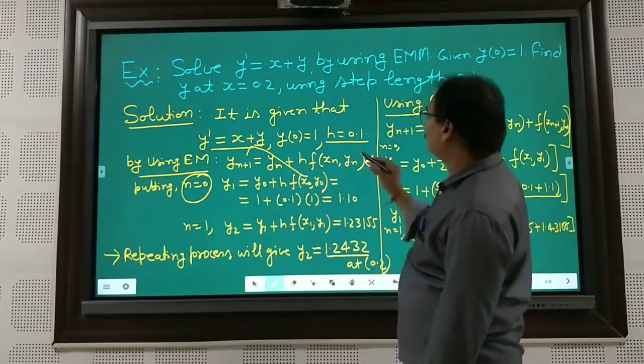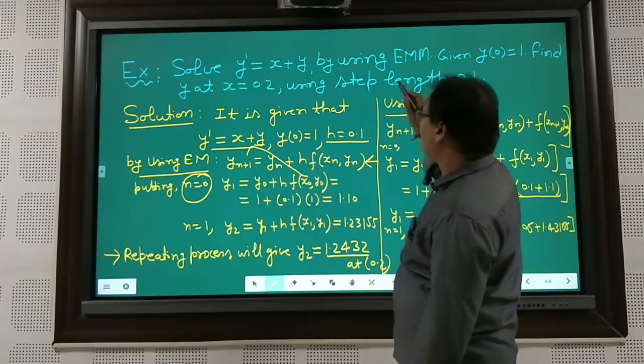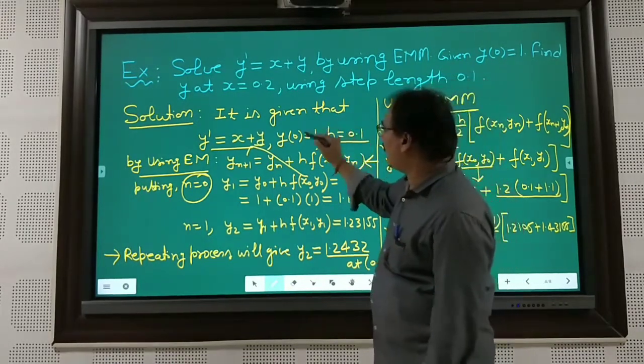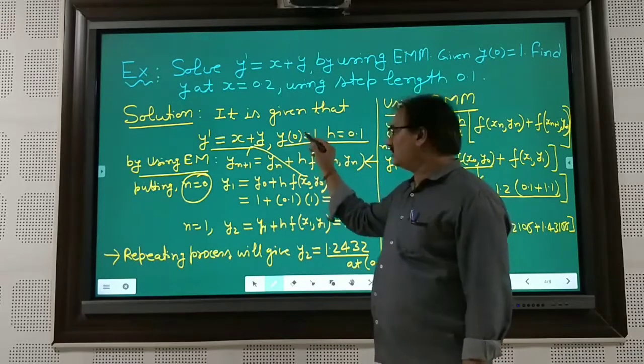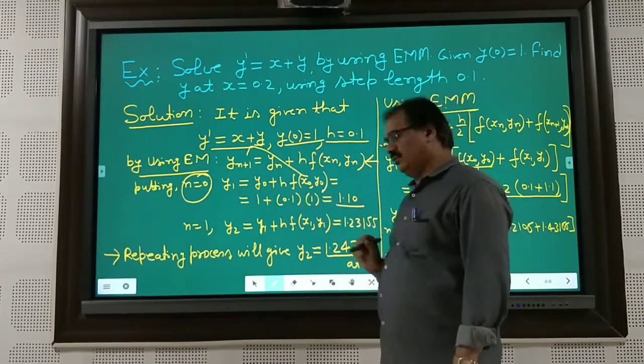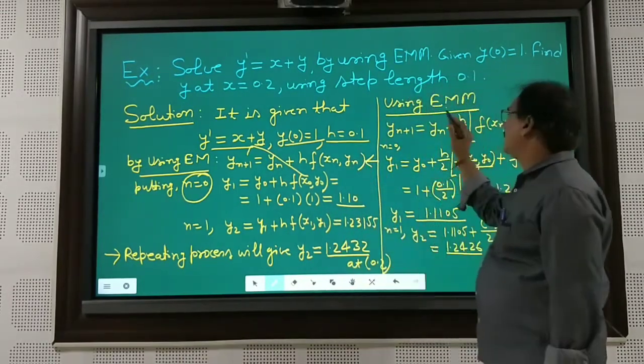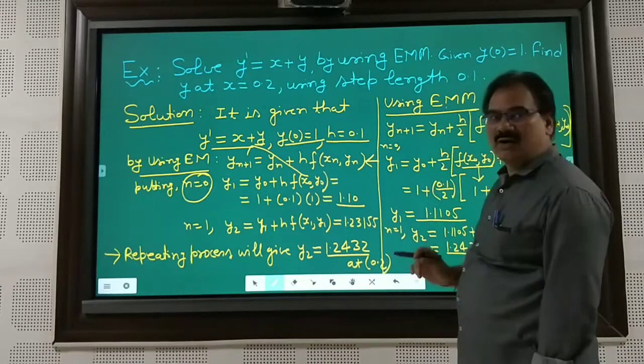What is x naught? X naught is already given, that is 0. So 0 plus y naught. Y naught is 1. So 0 plus 1 is 1. So the value is 1.10. Okay? So with this value 1.10, now you go for Euler's modified method.